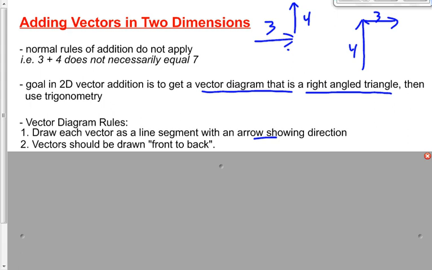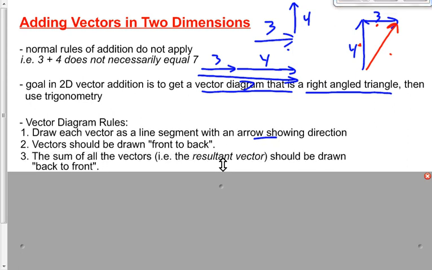Let's go back to the one dimension again for a second. 3 plus 4 is equal to 7. Well, here we're going to say 4 plus 3 is equal to, what's this? Well, the hypotenuse. So we have to figure that one out, right?